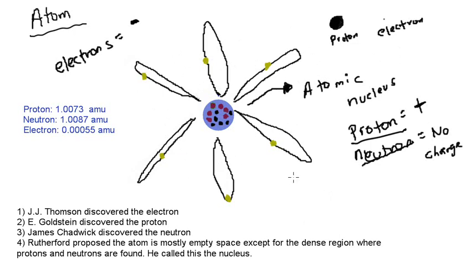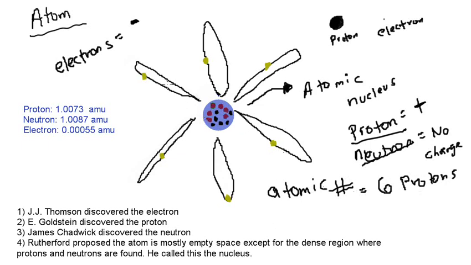Every element has a certain number of protons, and that is called the atomic number. So the atomic number tells you the number of protons. Let's count. Let's say that purple is the protons. We have 1, 2, 3, 4, 5, 6. So this atom has 6 protons. That is the atomic number of this atom. So atomic number is the number of protons.